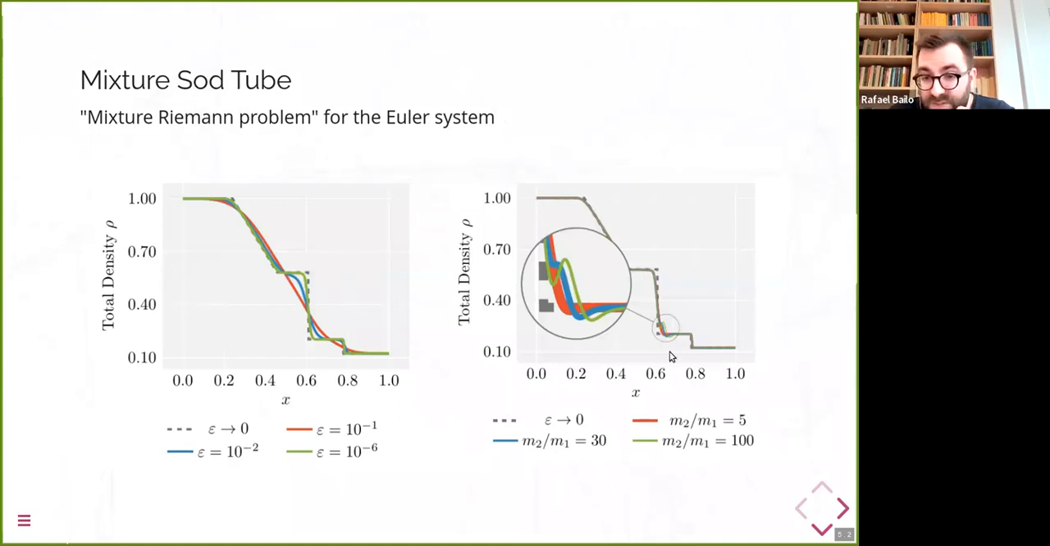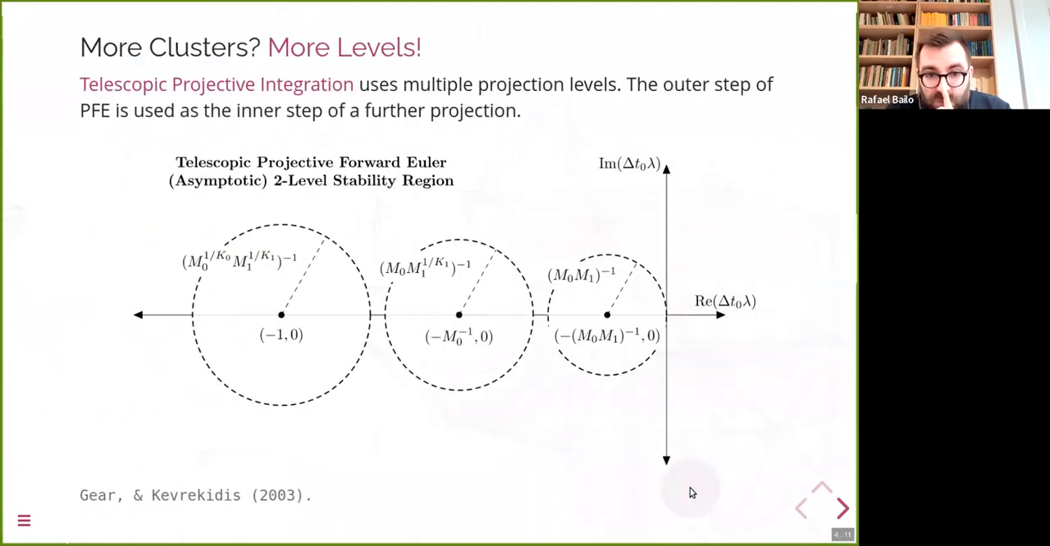And again, one legitimate question you can ask is, what happens to the parameters of the scheme when you take the mass ratio to 100? Do you now have to take 20 times the number of inner steps? Do you have to take the delta t's much smaller? And the answer is no. The answer is these simulations, we do them as follows.